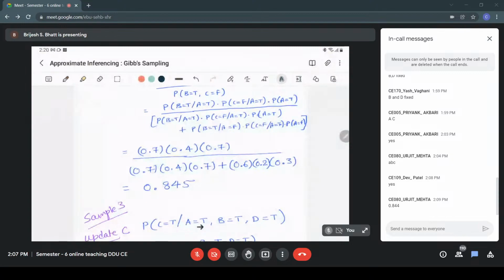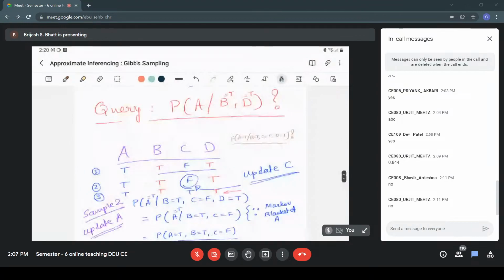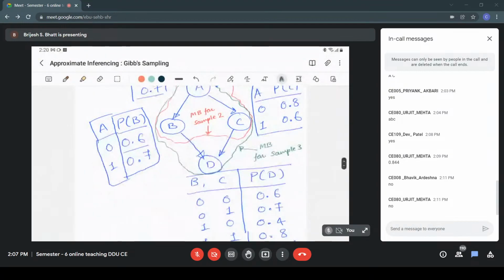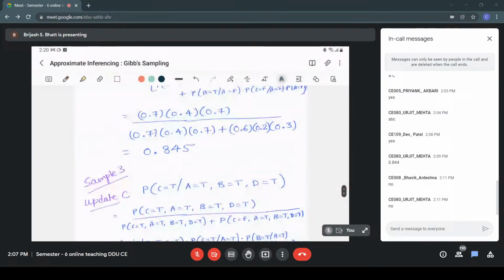Before I show you the computation, I would like to see an answer from you. What is the simplification of this with the Markov blanket property? The probability of C is equal to true given A is equal to true, B is equal to true, and D is equal to true is equal to what? Does Markov blanket help you here? If you look at the Markov blanket of C, it covers everything, right? A, B, and D. So you have to calculate that.